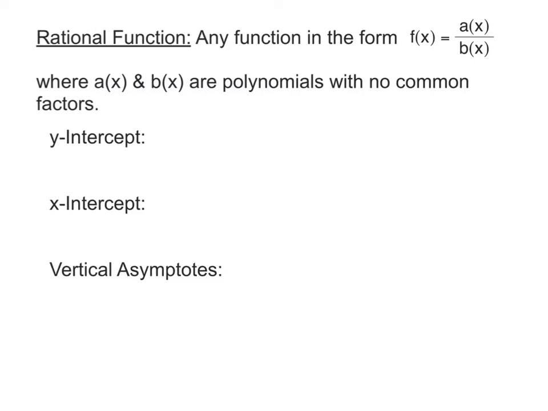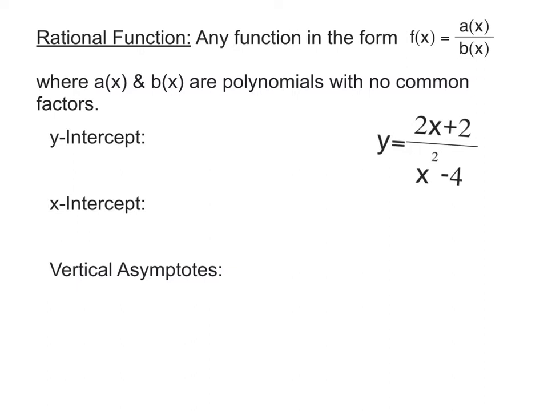A rational function is going to be defined as any function in the form f of x is equal to a of x over b of x, where both a and b of x are polynomials with no common factors. Before, what that meant for us is that we would have these fractions that look like 7 over x plus 2, where there was a number in the numerator and a polynomial in the denominator. That's not going to be the case anymore.